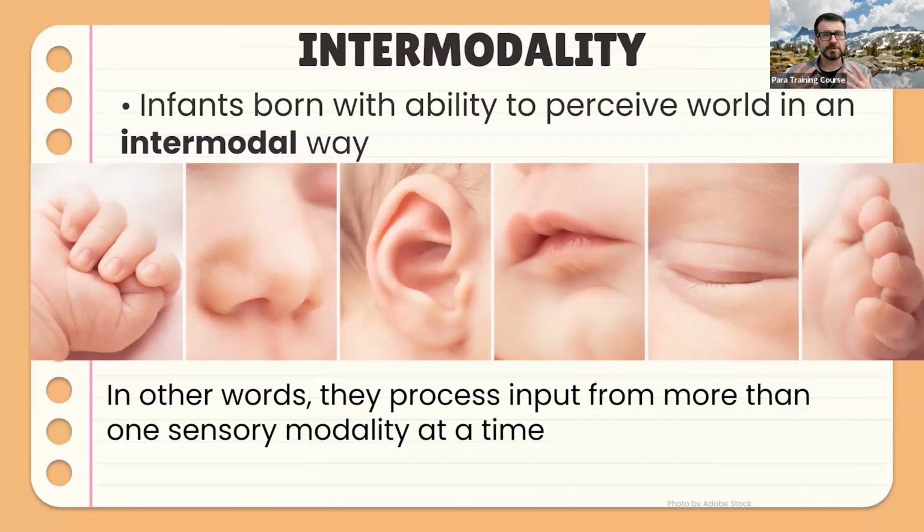Okay, so we've been talking about these different senses. But infants are born, they sort of hit the ground running. They're born with the ability to perceive the world in an intermodal way. So, any science term that starts with inter means between, right? And mode is way, essentially. In other words, they process input from more than one sensory modality at a time, right? Just like an adult would do. So all of this is to say that we are born with a certain amount of sensory development already on the books.